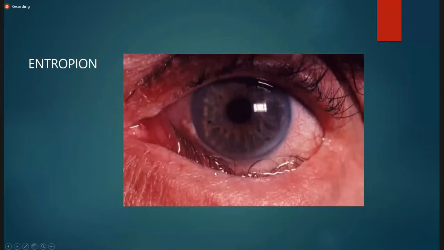This is entropion. You can see this is the margin of the lower lid. Here all the hairs are turned inside. This is inward turning of the lid margin. This condition is known as entropion.